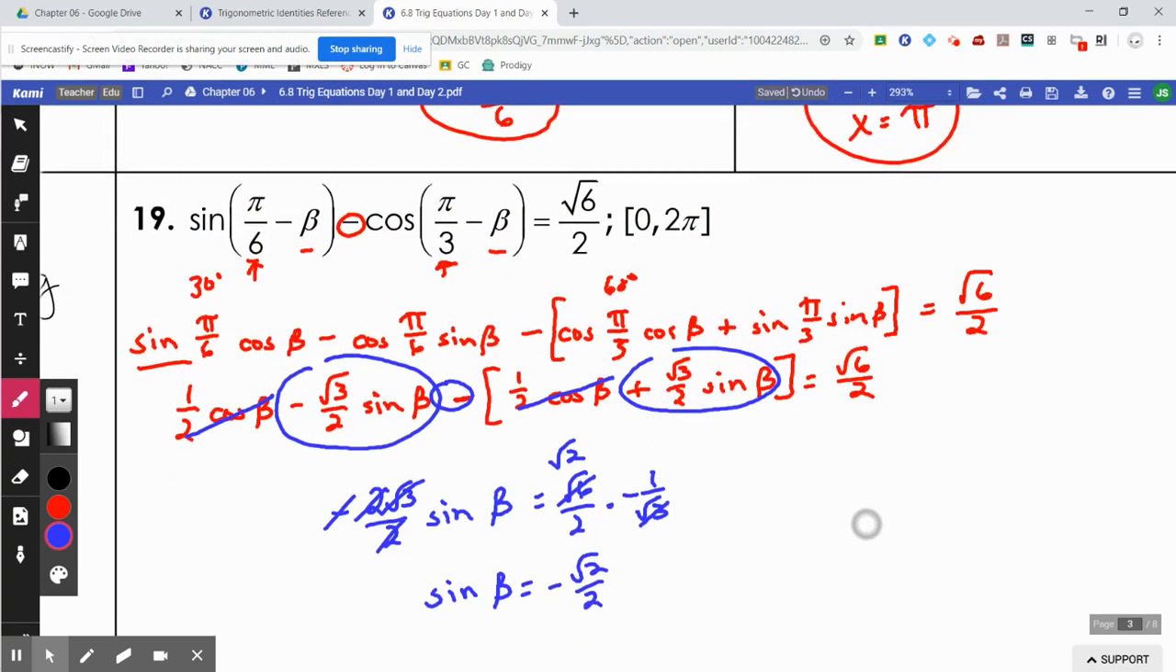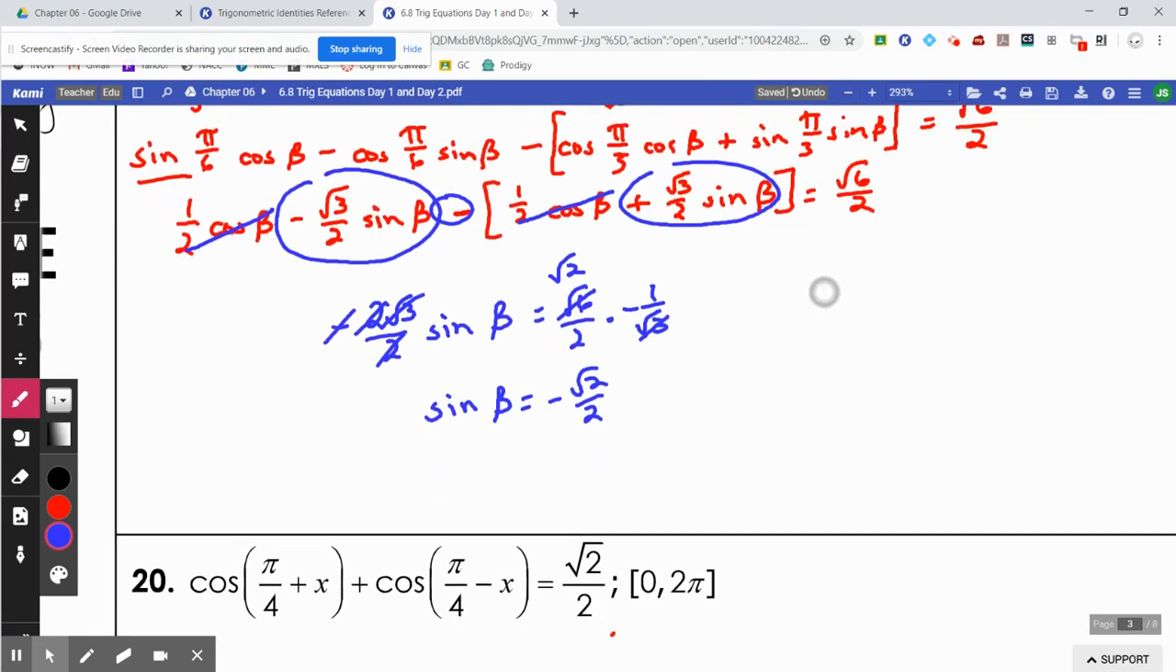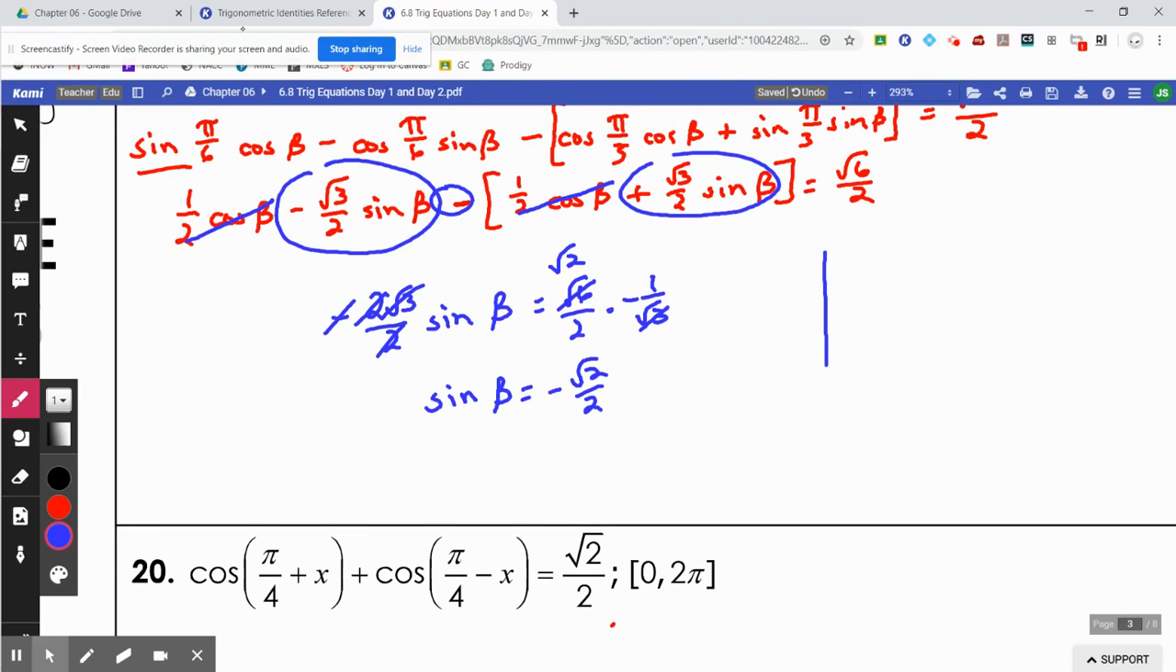So we're looking for all answers between 0 and 2 pi, where sine is equal to negative root 2 over 2. My reference angle is going to be a 45-degree reference angle. However, sine negative is going to be in the third and the fourth quadrants down here. So I'm going to have an answer here, and I'm going to have an answer here. This is 45 degrees, this is 45 degrees, so this would be a 225-degree answer. This would be a 315-degree answer.